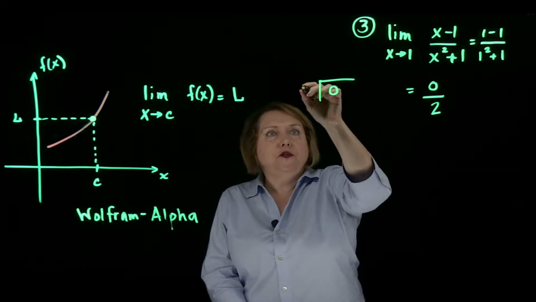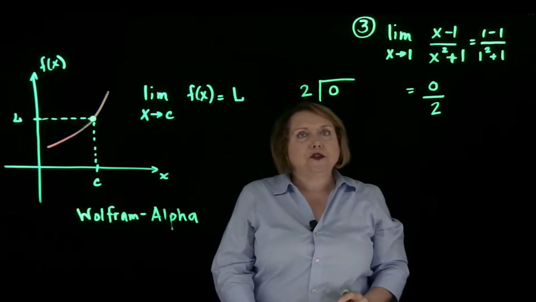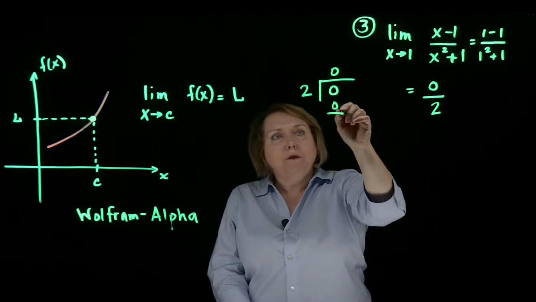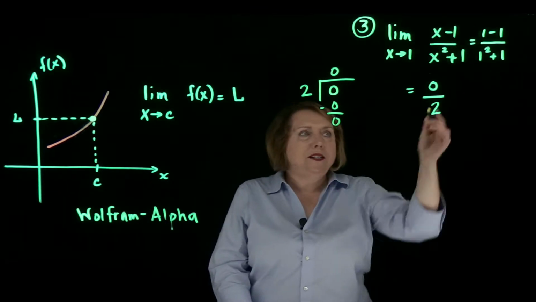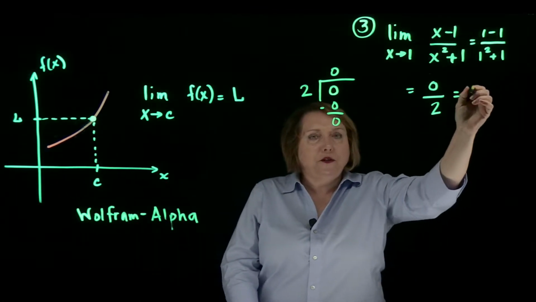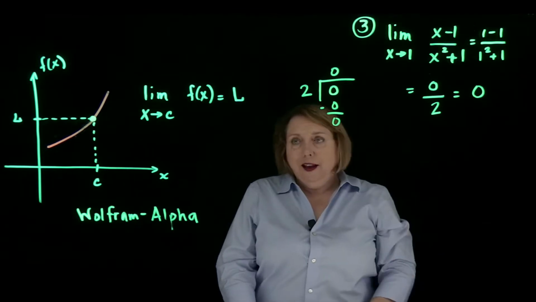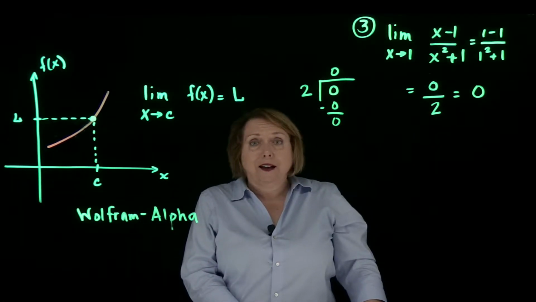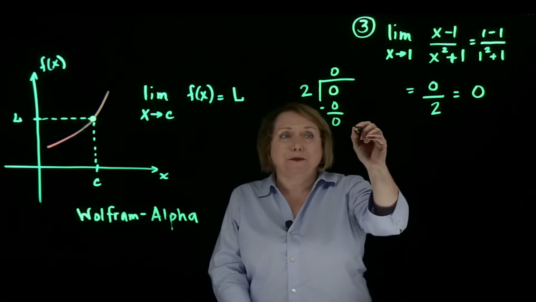0 divided by 2. Well, what number do I multiply 2 by to get 0? It's 0. So bottom line, what this means is 0 divided by 2 is equal to 0. And that's fine. It's fine for a limit to be equal to 0. It's not a bad thing. It's possible.